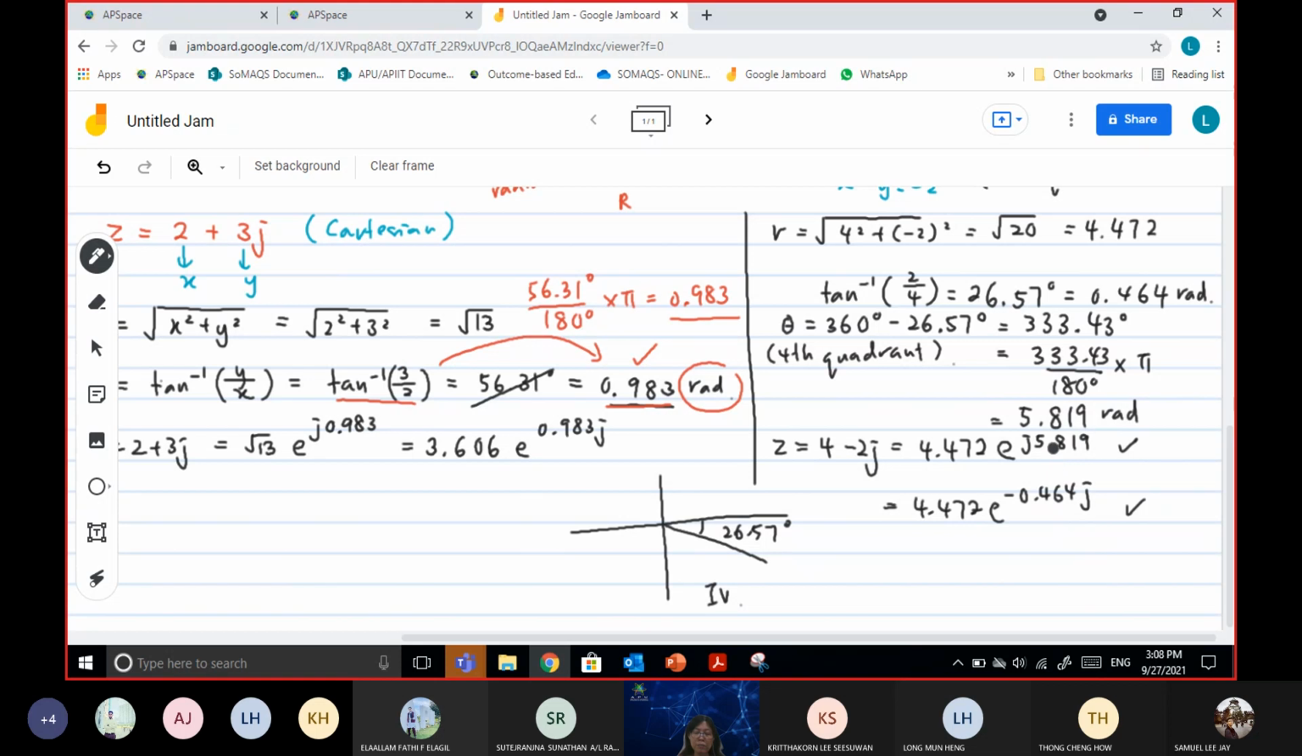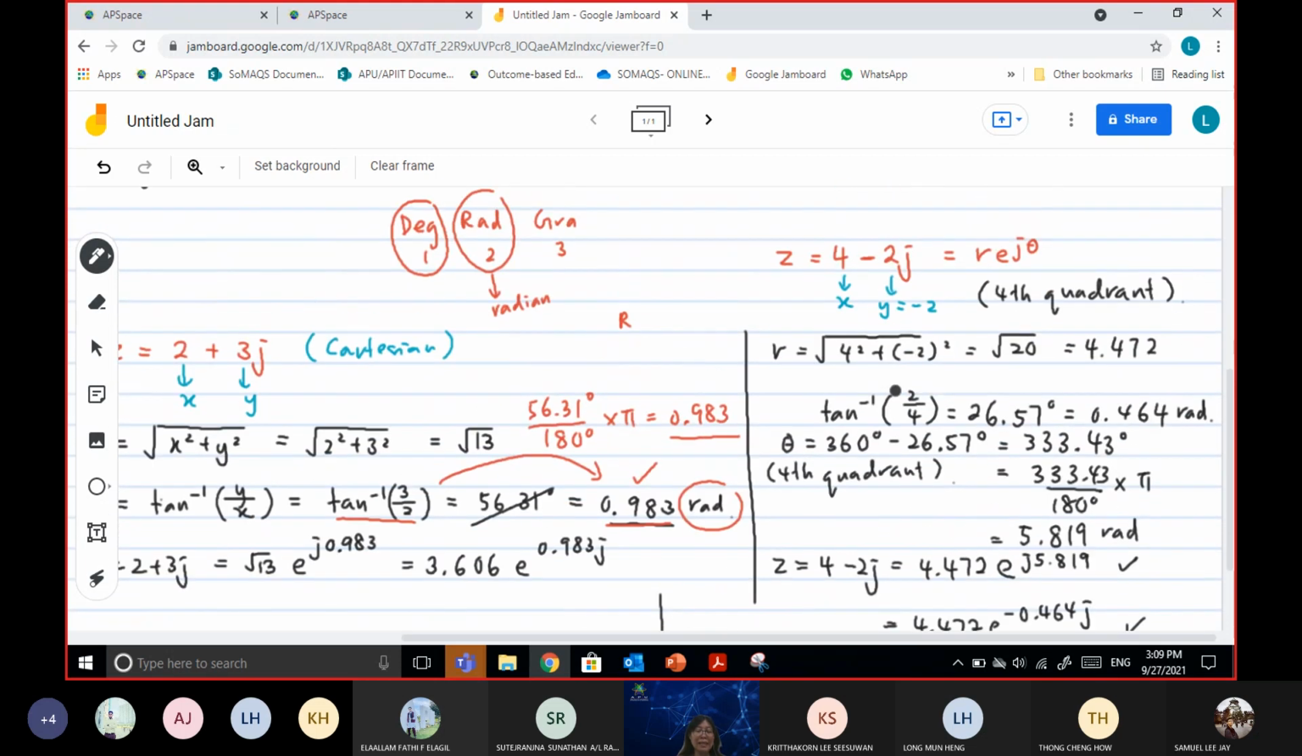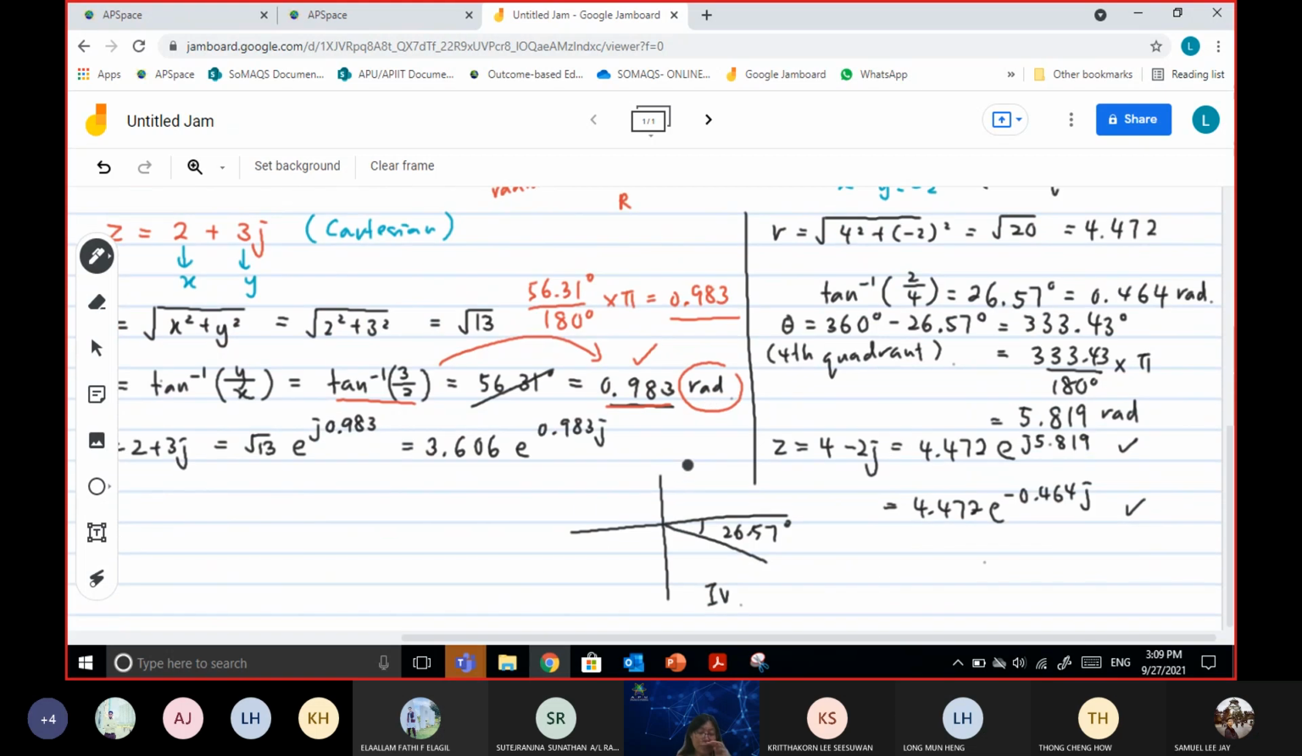If you put it in the positive, it will be 5.819j. If you put it in the negative, it will be negative 0.464j. Both are correct, it's not wrong. But I don't encourage you to put in the sign, because when it comes to tangent that is negative, which quadrants is tangent negative? It's in the second and fourth quadrant.